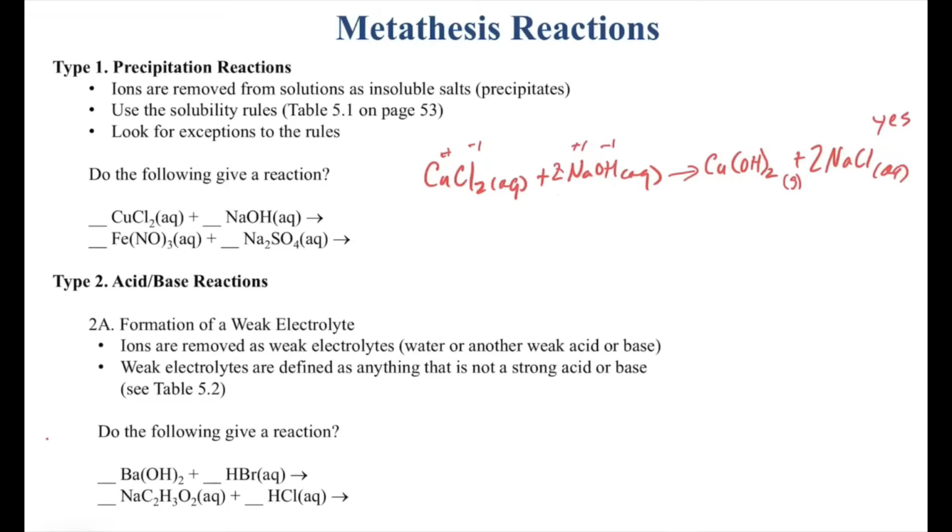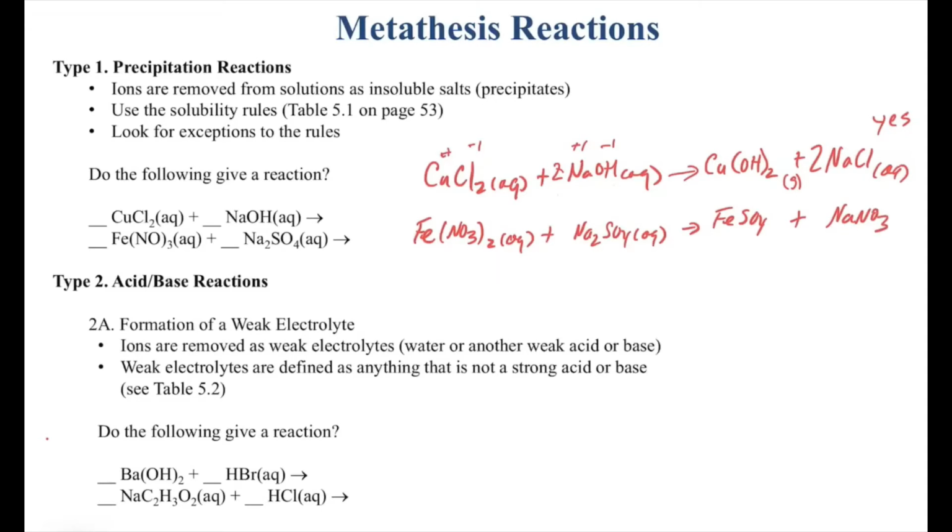Now let's look at the next one. So we have iron nitrate, aqueous, and we have sodium sulfate, aqueous. And now we're going to write our product. So we're going to do our exchange. We're going to have FeSO4, and we're going to have sodium nitrate, NaNO3.